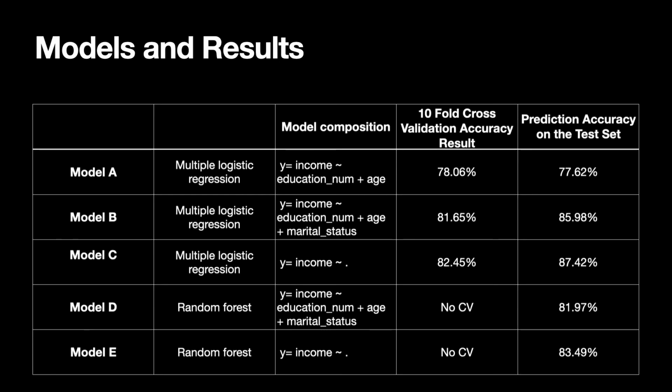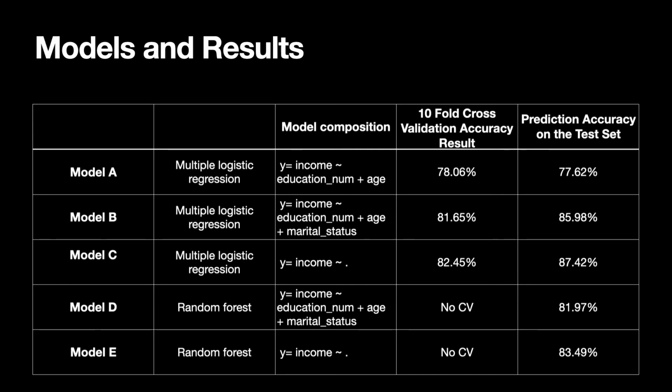Here we can see 5 rows of results, the first 3 for logistic regression models and the last 2 for the random forest. As they are listed, they increase in complexity, seeing that the first logistic regression model only considers 2 variables outside of income, and the second regression considers 3, before the final one considers all of the variables. That same pattern follows for random forest.